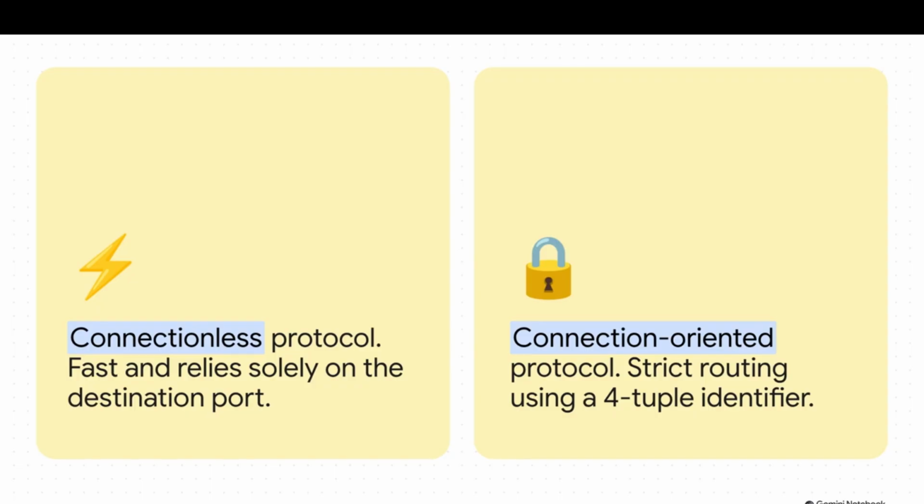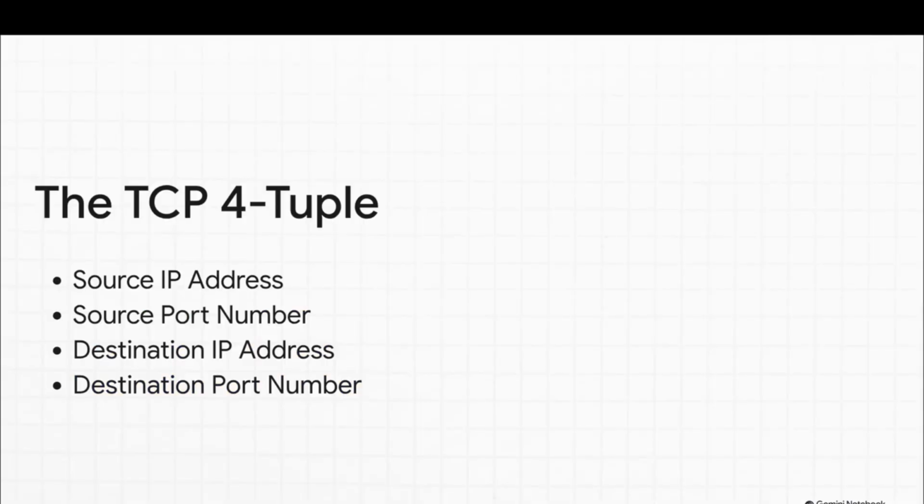No questions asked. Now, in stark contrast, TCP is connection-oriented. It requires a much stricter, highly secure routing identifier called a four-tuple to ensure that your data goes to the exact right place every single time. Let's actually look at this TCP four-tuple because honestly, it is brilliant. When a TCP segment arrives, it doesn't just check one thing. It checks 4 pieces of data: the sender's IP, the sender's port, your IP, and your port.